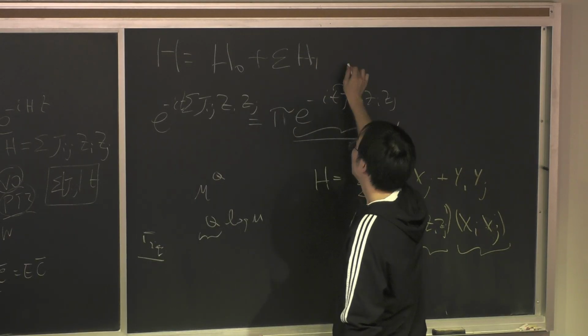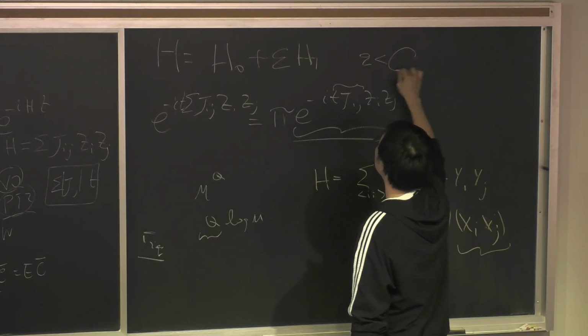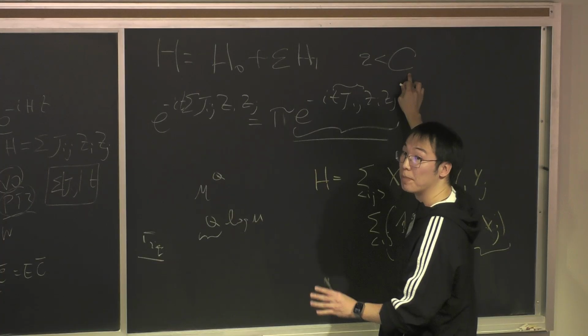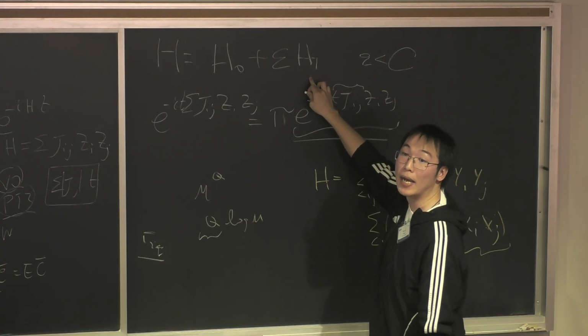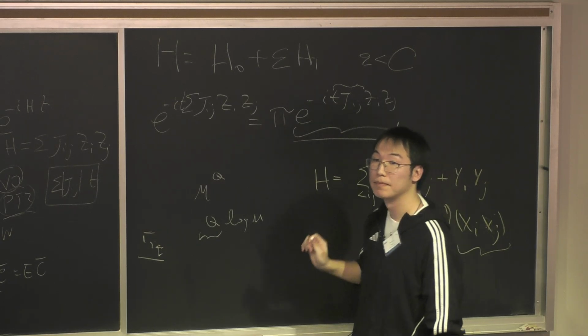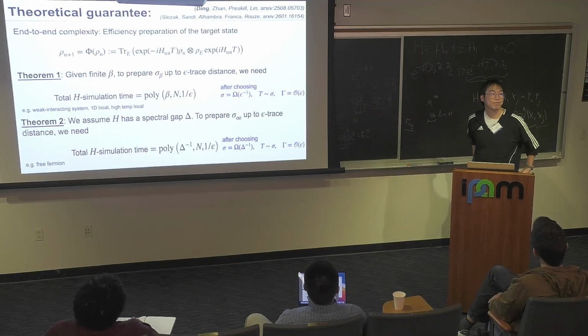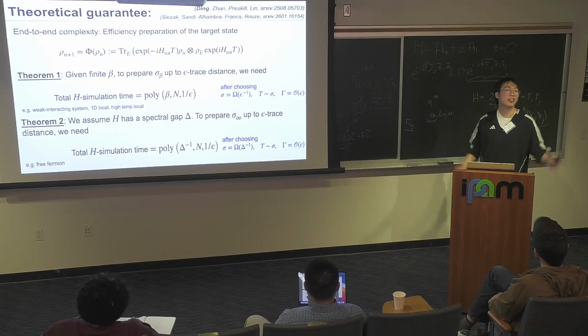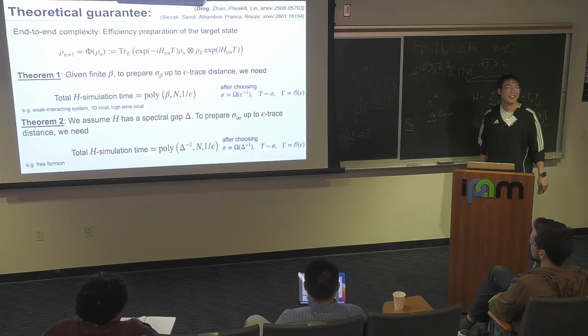And this epsilon needs to be smaller than a constant C, where this constant C does not depend on system size, but depends on the locality of my H1. So that's the definition of weak interaction. That is, when the system interacts with each one of the ancilla qubits, that is independent. That's what it means by weak interaction. That's basically Markovian.